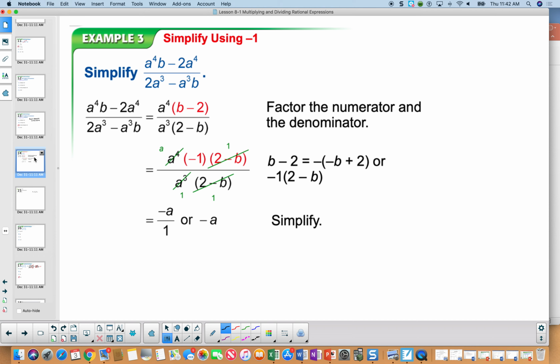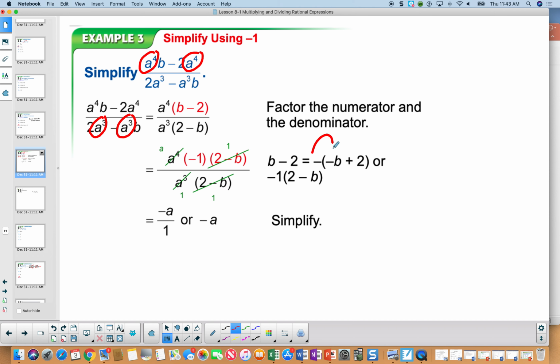Let's take a look at simplifying using -1. In this case, our greatest common factor in the numerator was a to the 4th power. a to the 4th, a to the 4th, showing up in both of them. So we factor that out and we get a, b minus 2. And in here, we're going to take out the greatest common factor, which is a to the 3rd, and we'll get this one. Notice that these two almost look the same. If we were to factor out a -1 from the numerator, then we would get this expression right here.